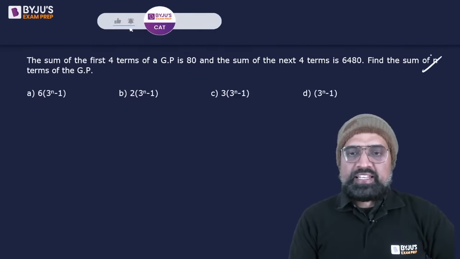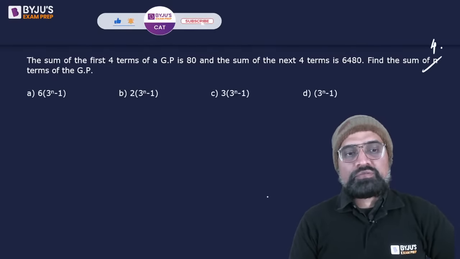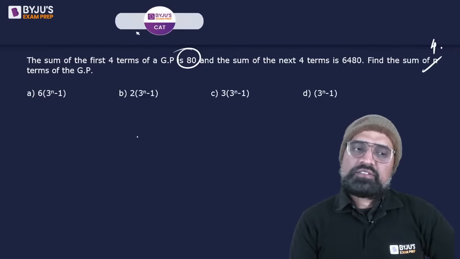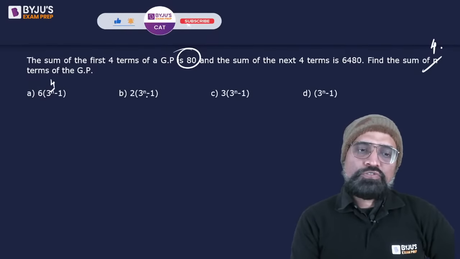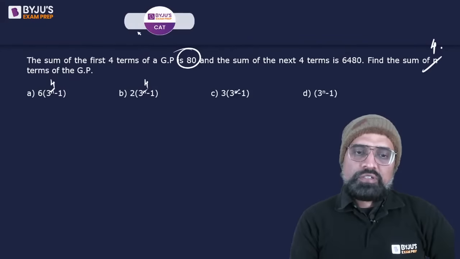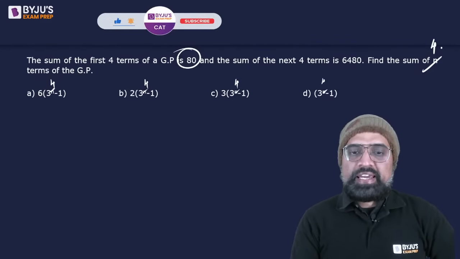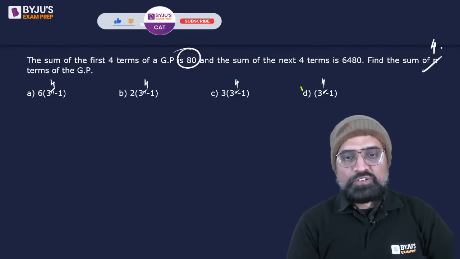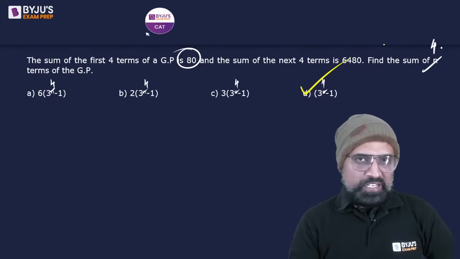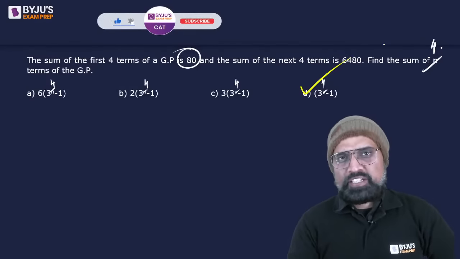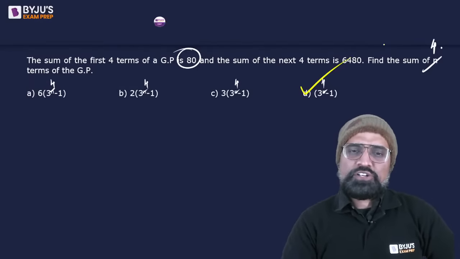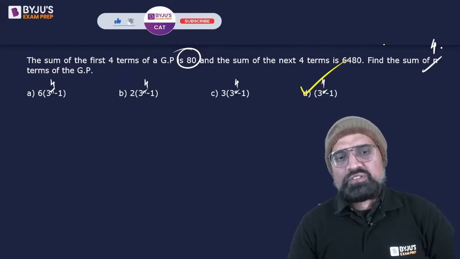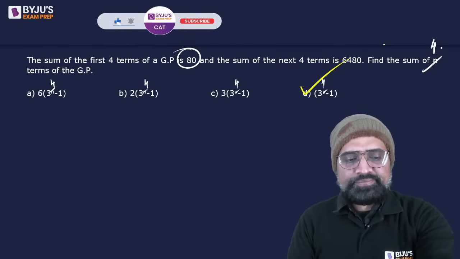So can we say that instead of n, if we put 4, I should get 80 as the answer. So if I put n is equal to 4 in the options, which one is going to give me 80? Obviously there is only one. 81 minus 1, 3 to the power 4 is 81. 81 minus 1 is 80. That's it, done. Why do you have to check for 6480? How is that going to benefit? Right?